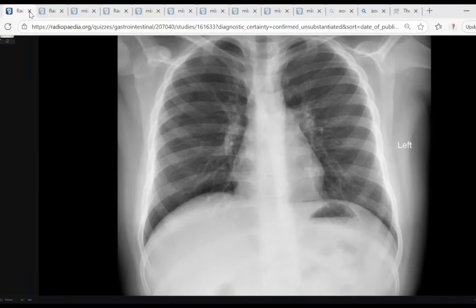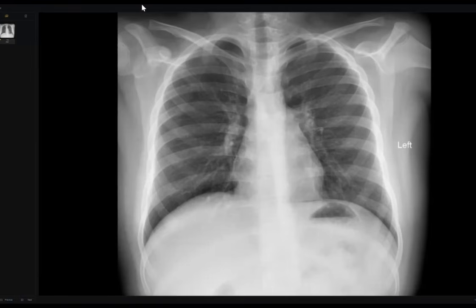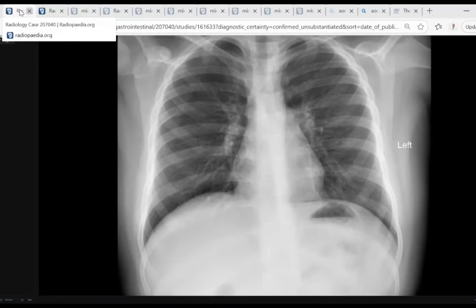Next candidate. So this is a subtle left subdiaphragmatic air, considering pneumoperitoneum, for further CT and ultrasound. Next candidate.